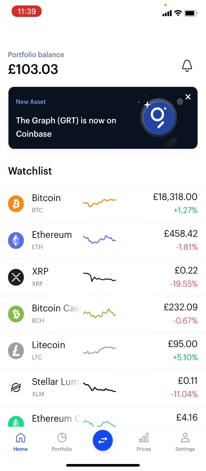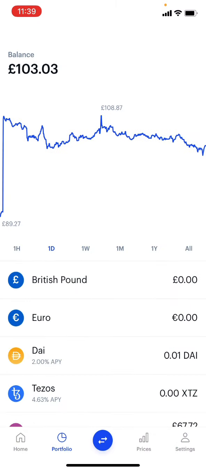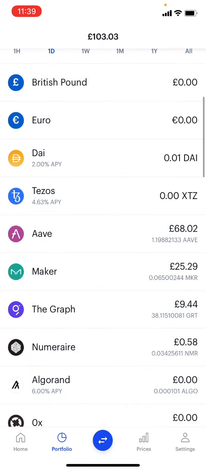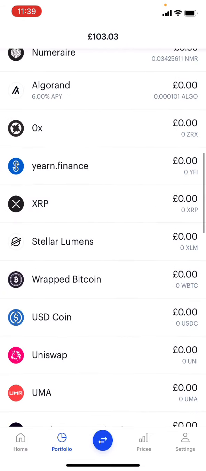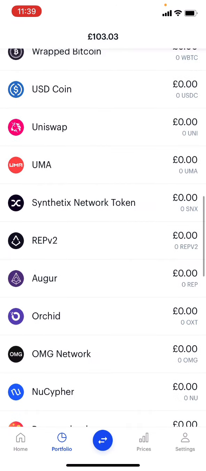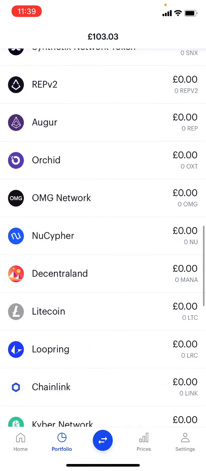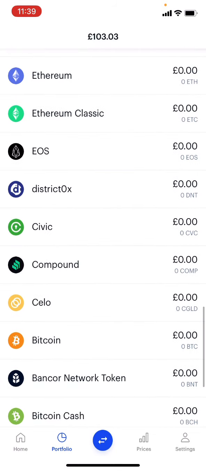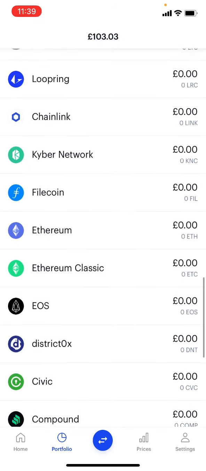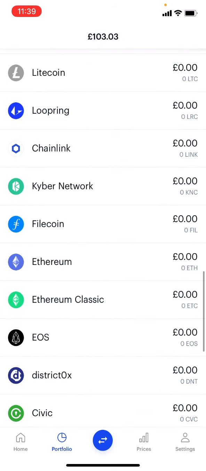Okay, so this is your portfolio, where you can see how much money you have in your wallet. It also shows what you bought. I bought cryptocurrency here, Aave, Maker, and also some other cryptocurrency. You can buy any cryptocurrency from Coinbase. It's very easy and simple to use. You can also buy very common ones like Bitcoin, Bitcoin Cash, and Litecoin. So there are a lot of ways you can do it, and you can buy from here.